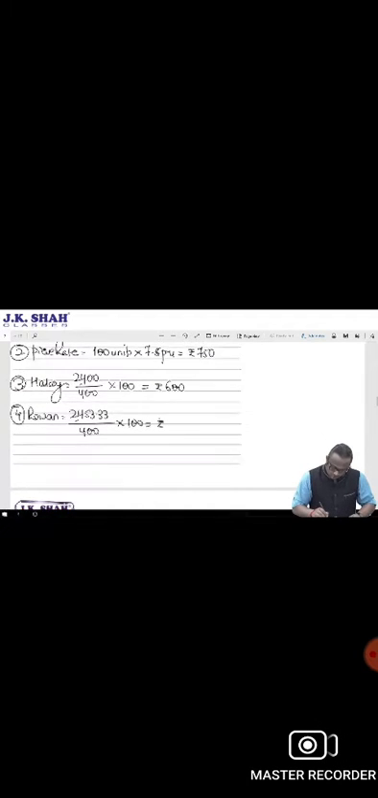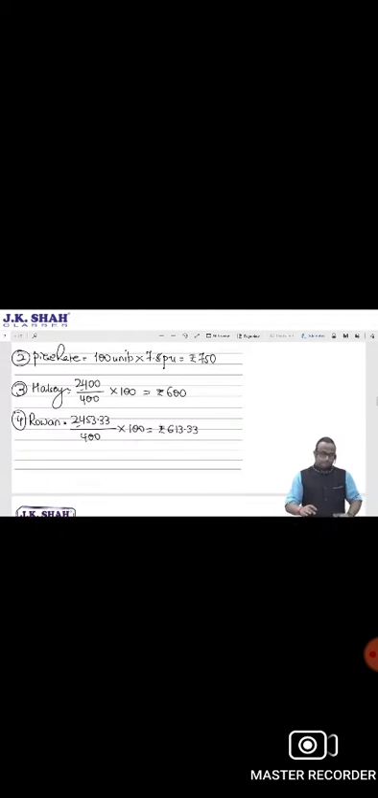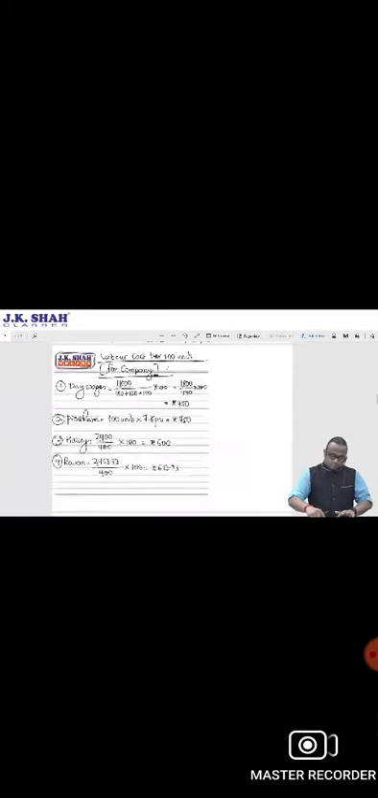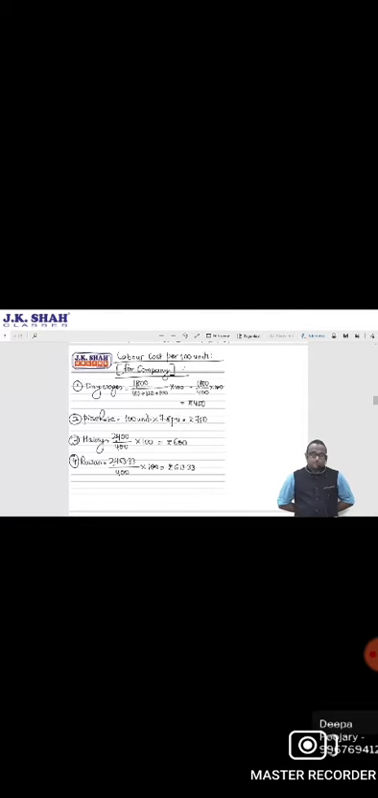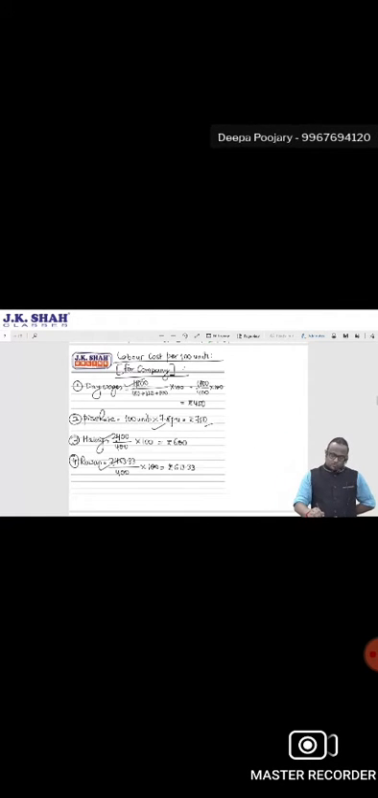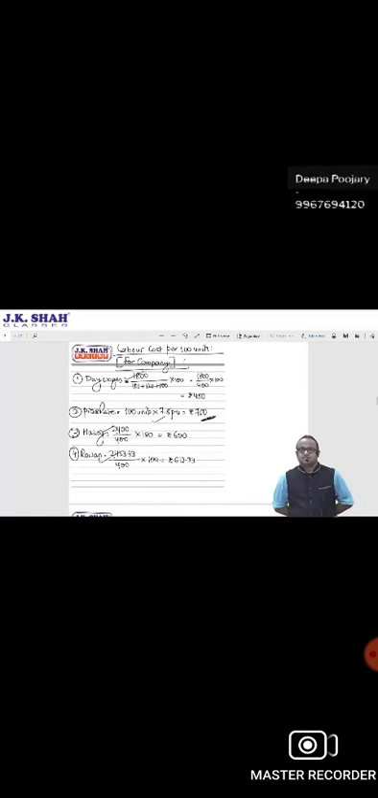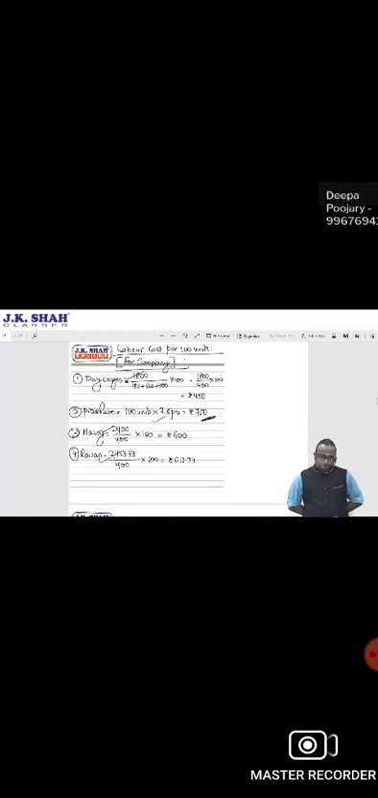Great. 613.33. This is your labor cost per 100 units for the company. The company has incurred these four costs, divided by total quantity multiplied by 100. And for piece rate, you need not do anything. 7.5 per unit is the piece rate. Directly apply and get that answer calculated. I hope this is clear.